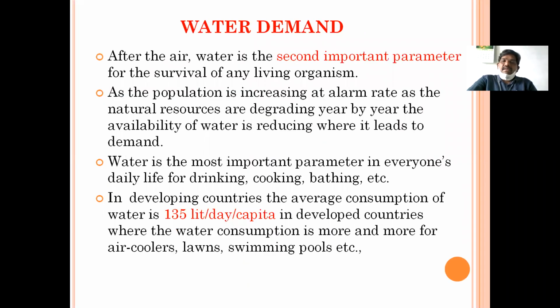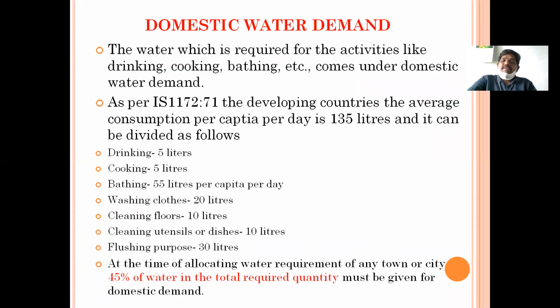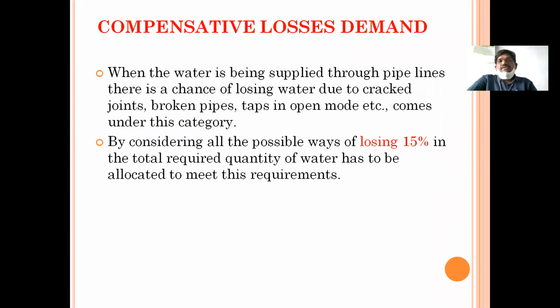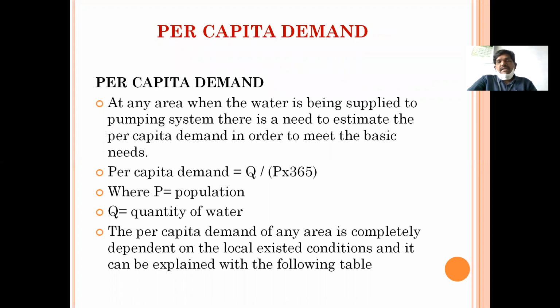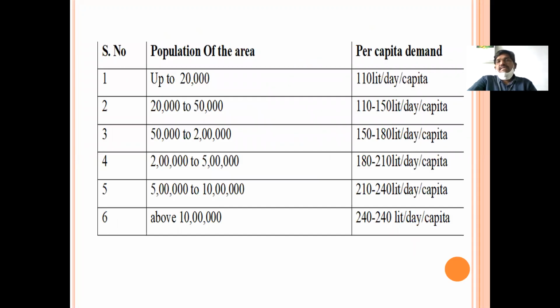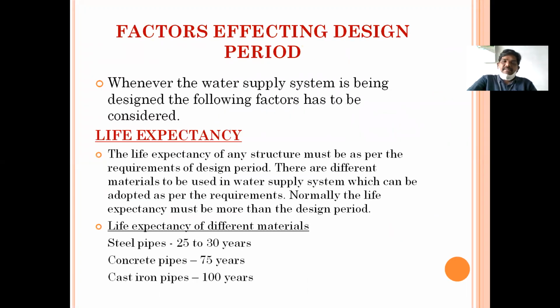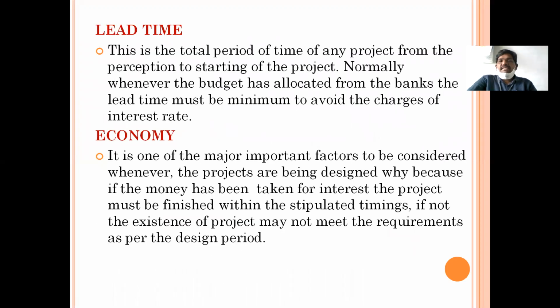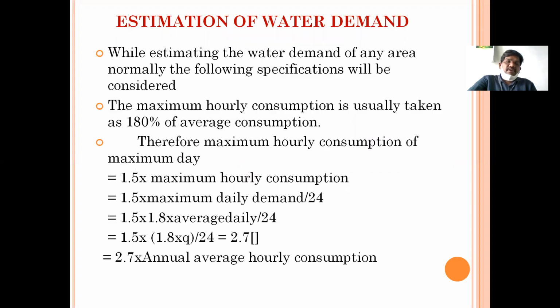Followed by we learn what is water demand, various factors that are influencing water demand along with types of water demand we have discussed. And we also discuss the topic per capita demand, and we learn the formula to find out the per capita demand of various towns with respect to the population. We have discussed design period, and we also discussed factors influencing design period like lead time, economy, population, expansion feasibility, and also we learned estimation of water demand.